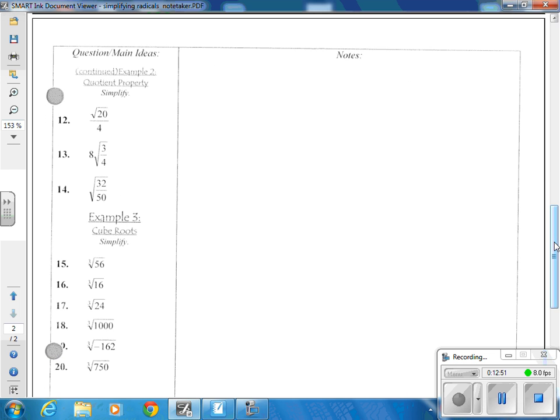Okay, but for number 13, notice there's an 8 outside. So I want to take a look at what that means in terms of how you do the problem. Remember that means 8 times the square root of 3/4. Right? So when it looks like this, you can really think of it as 8 over 1. That way it looks like a numerator and a denominator, because where that 8 is in the numerator is where it's going to stay. When I go to break this apart, it's going to be 8 square root of 3 over square root of 4.